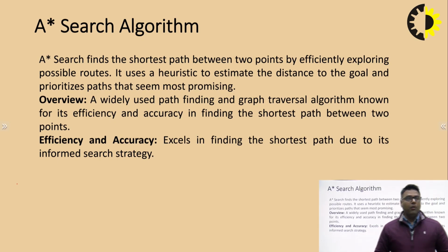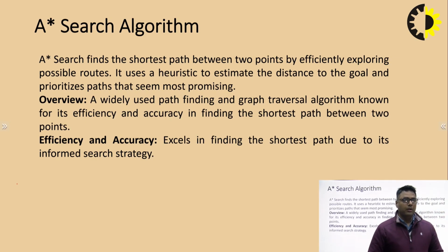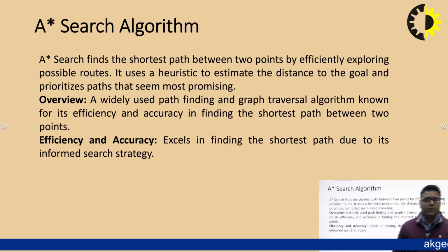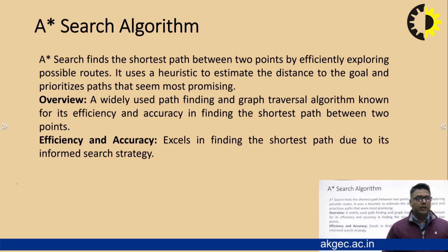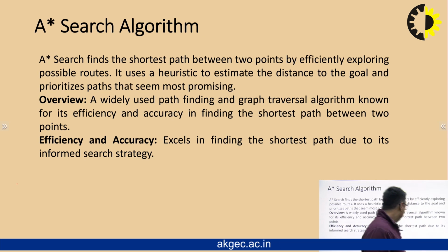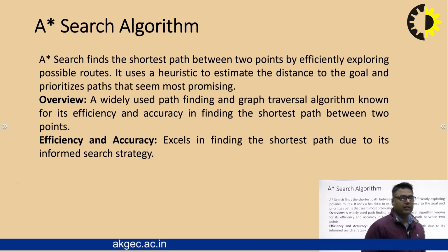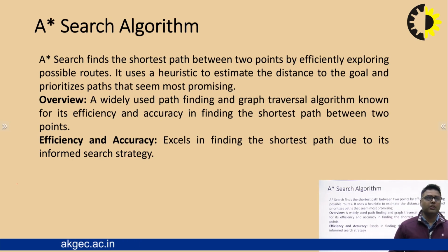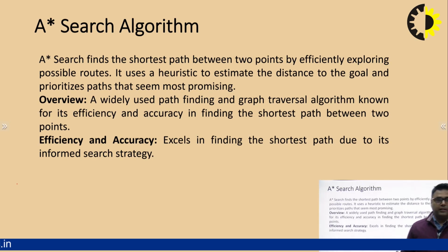Overview: a widely used path finding and graph traversal algorithm, known for its efficiency and accuracy in finding the shortest path between two points. It excels in finding the shortest path due to its informed search technique. Already I have said that it is a heuristic search technique, also called an informed search technique.